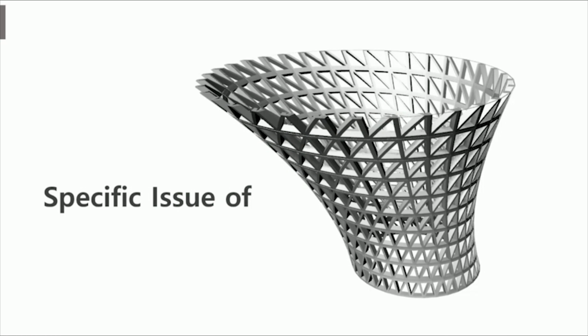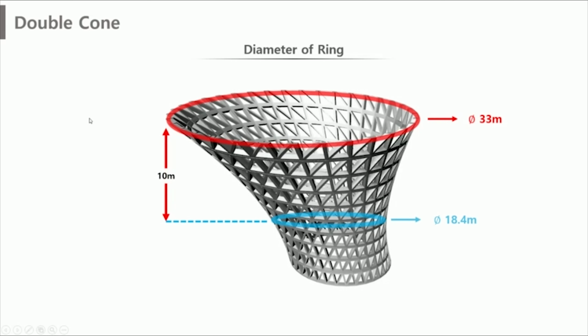This week, we will talk about the specific issues of the double cone. First, I will talk about the double cone. The largest top ring has a diameter of 33 meters, 10 meters away from the lower concrete structure. The lower concrete structure is the smallest and has a diameter of 18.4 meters.